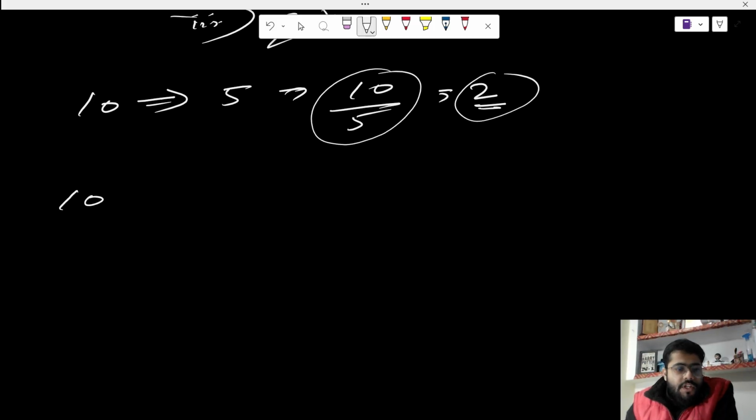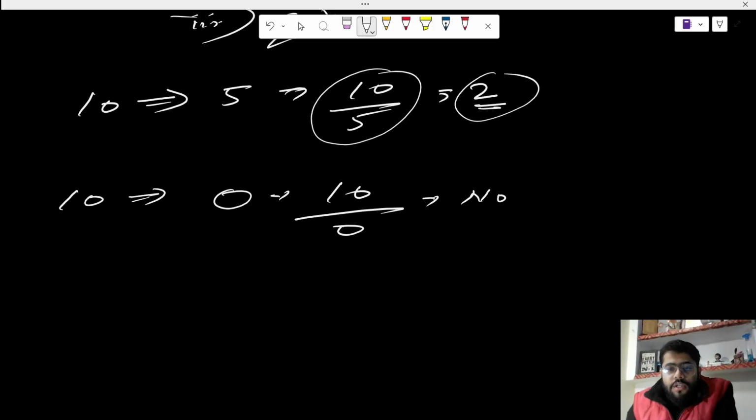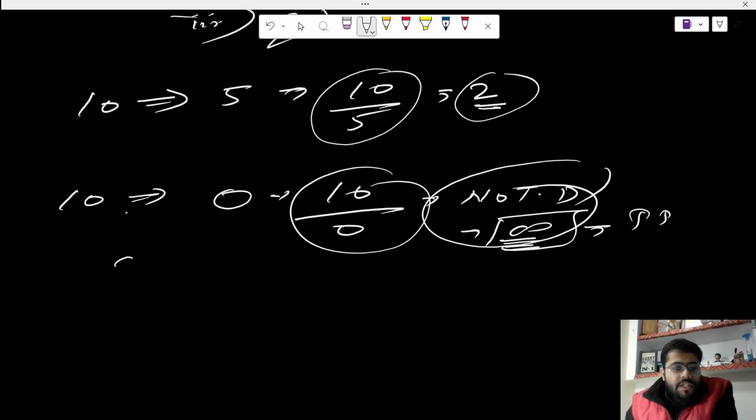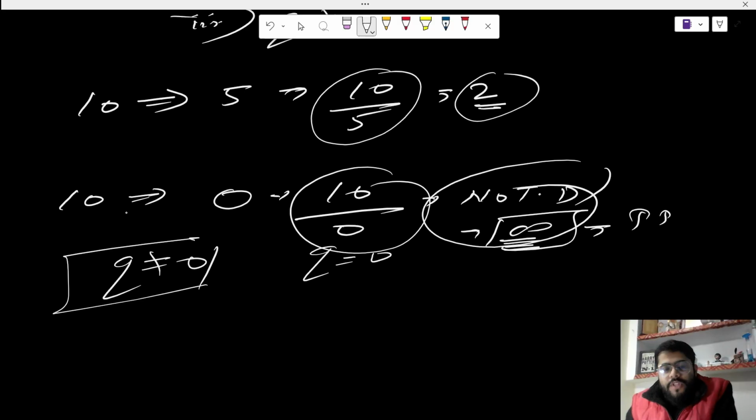Now suppose you have 10 chocolates and I tell you to distribute them among 0 people. Then 10 by 0 will be what? A non-definable value, which is basically infinity. You cannot define this number. It is a very large number. So we cannot call this a rational number, because it does not obey the third rule, which is that q should not be equal to 0. Here your q is equal to 0, leading to a non-rational value.